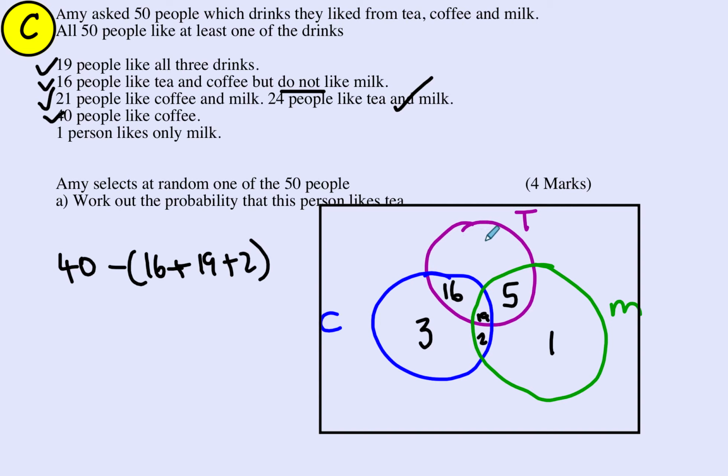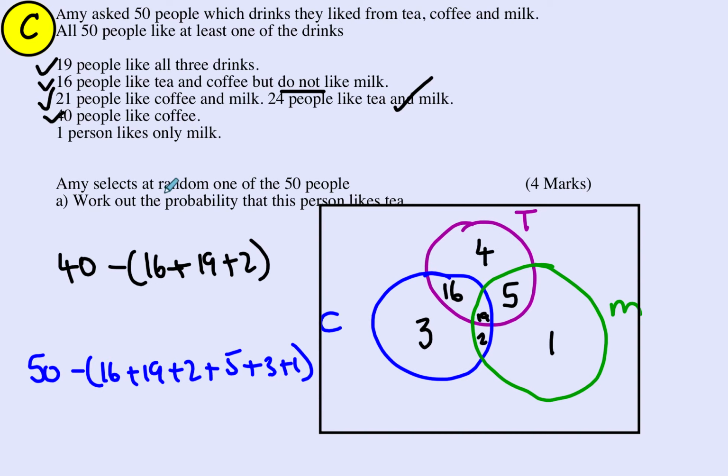So therefore we can quite easily now work out the t. What we need to do is add all the figures up that we have, and then remove them from 50. So we're going to do 50, take away 16, take away 19, take away 2, take away 5, take away 3, and take away 1, which leaves us with 4. So this on top is our 4.